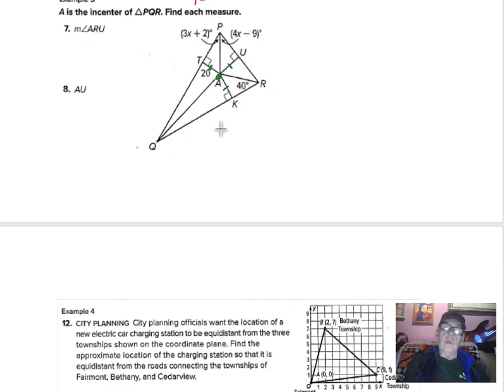So let's look at ARU in this diagram. A to R to U. It wants us to find this angle measure right here, the measure of angle ARU. So let's see what we can do with this. This point A is the same distance from RK as it is from RU. So we know that ray RA bisects angle KRU. And since it bisects angle KRU, these two angles are congruent to each other, which means that angle ARU must be 40 degrees.